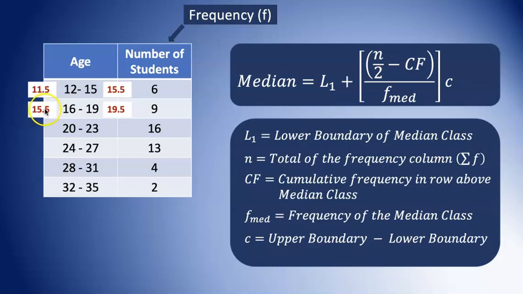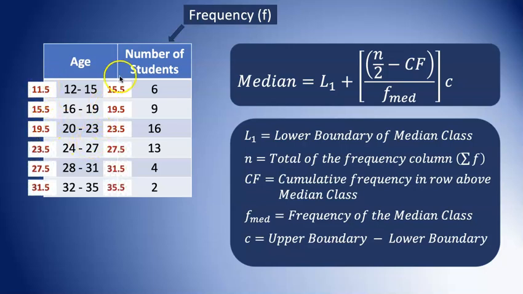If you notice, the boundary is in between the classes. In between 15 and 16, we have 15.5. So 15.5 is the boundary that separates the first class from the second class. And 19.5 is the boundary that separates the second class from the third class. Alright, so these are lower boundaries, upper boundaries.